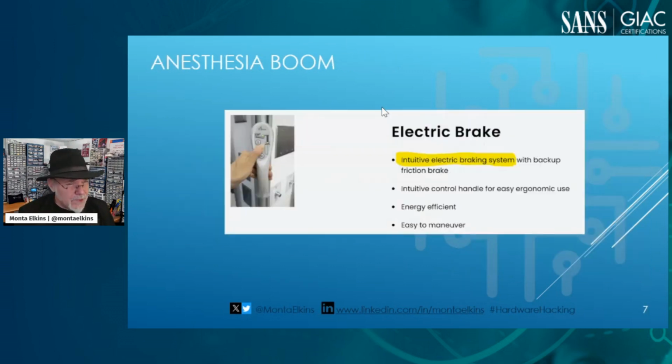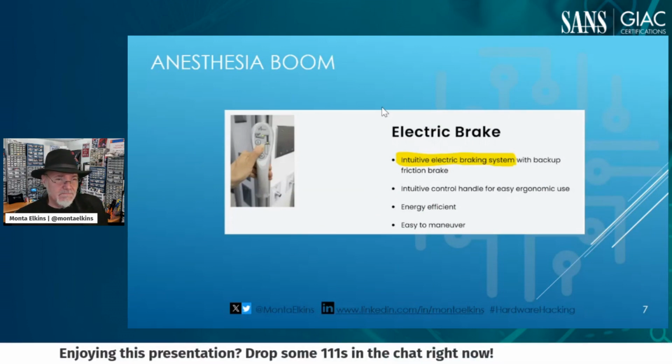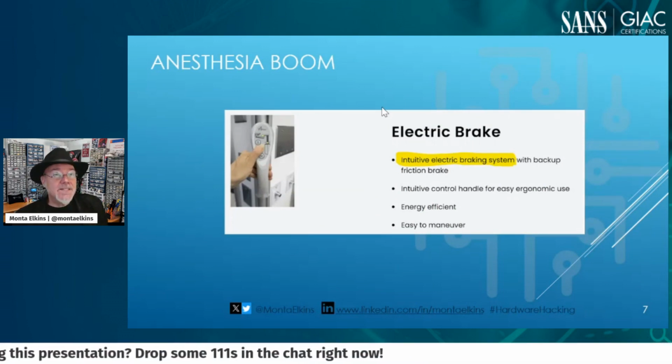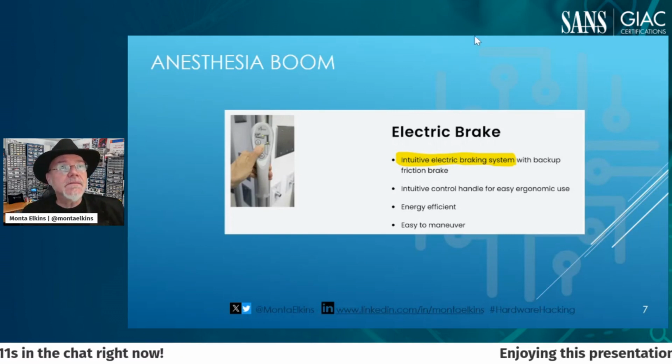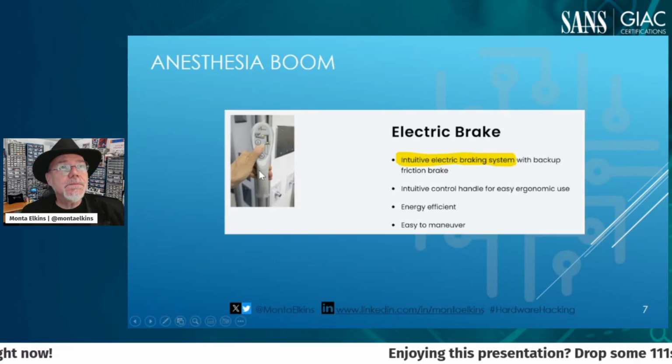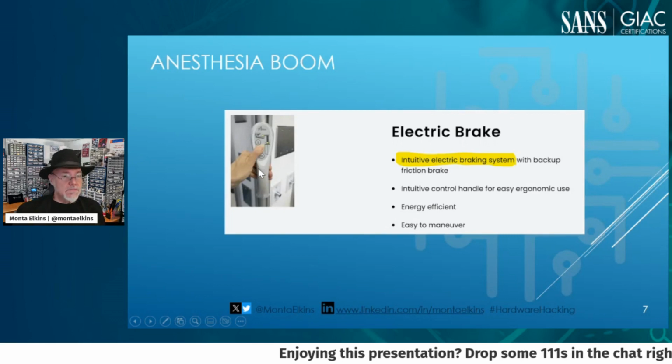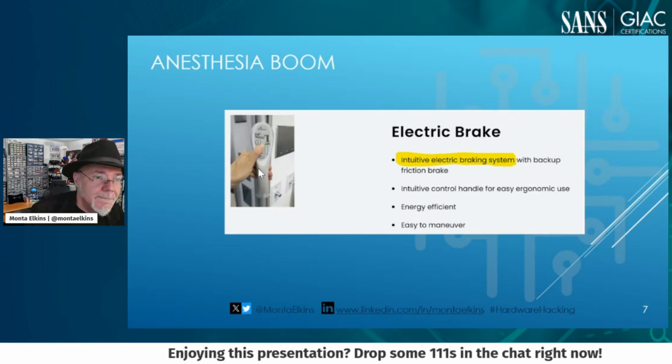If we look at the booms, they have this, I highlighted this, intuitive electric braking system. Sounds like a computer to me, probably. And if I look at that interface, that looks like that's probably computer-driven software.